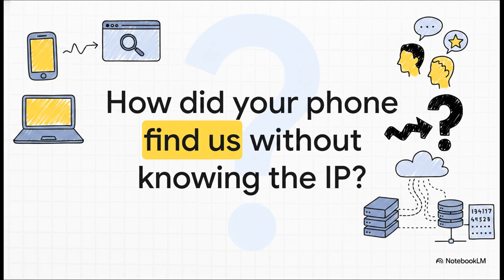mystery we're solving today. See, humans, we're great at remembering names, like Google or AWS. We categorize our world using language. But computers, they only speak math. They only know numbers. They absolutely need a numerical IP address to connect to anything. So how do we bridge that gap? Well, the answer lies in a translation service called name resolution.